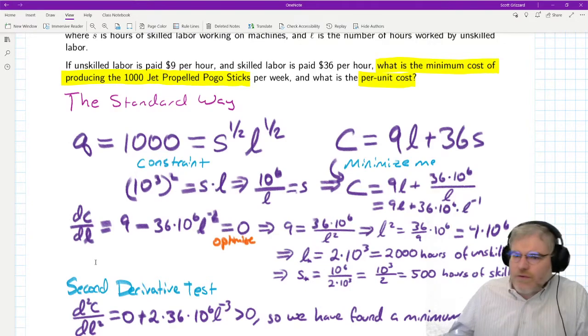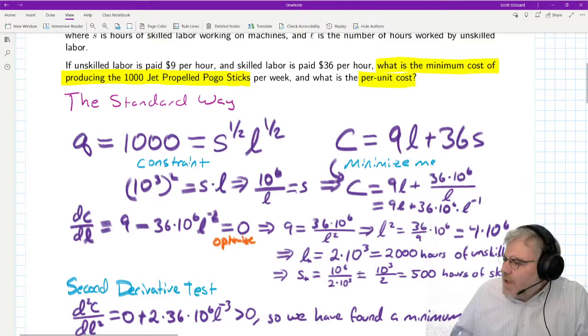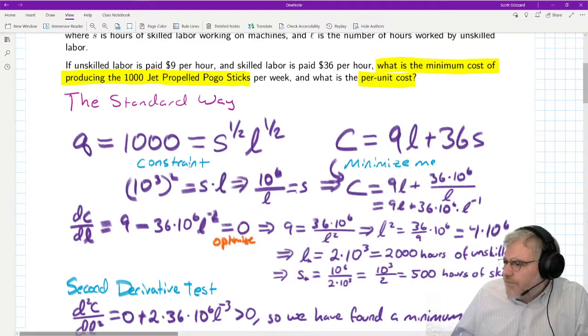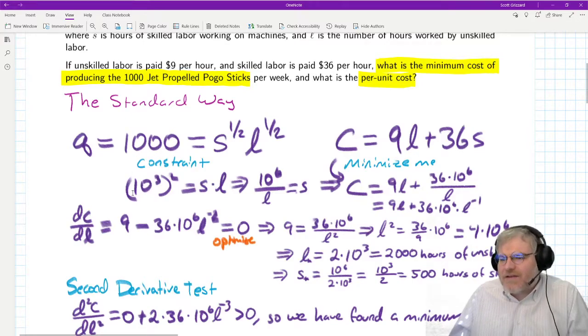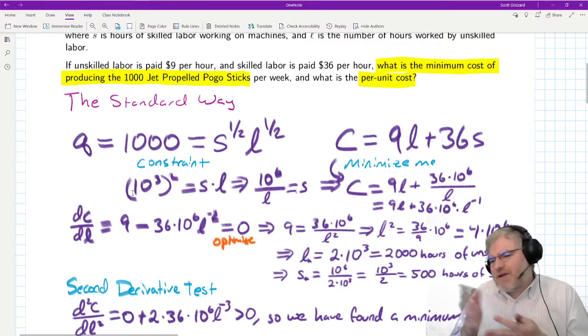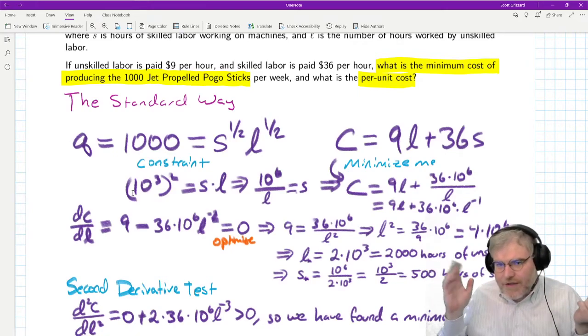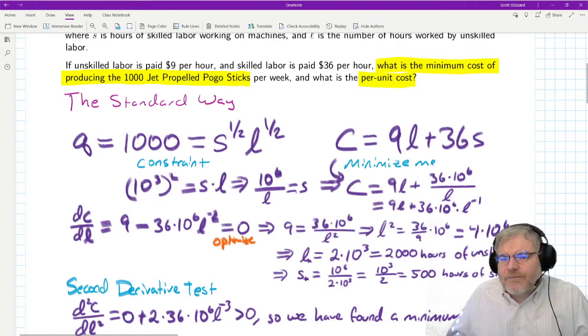So what I do is I have these two equations, and I'm going to minimize costs subject to the fact that I need to produce 1,000 units. So I'm going to take this constraint, 1,000, which is really just 10 to the third. Because these are big numbers, I'm going to put them in exponential form just because they're easier to deal with. And then I'm going to square everything. So I'm going to take this 10 cubed and square it, and I'm going to wind up with S times L on this side, right? Because I've got 1,000, or 10 cubed, equals S to the 1/2 L to the 1/2. I square everything, and I wind up with 10 cubed squared equals S times L.